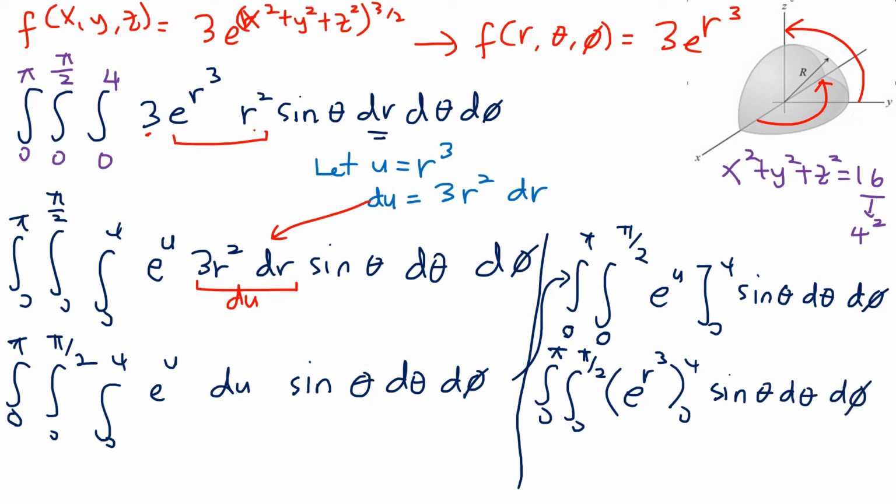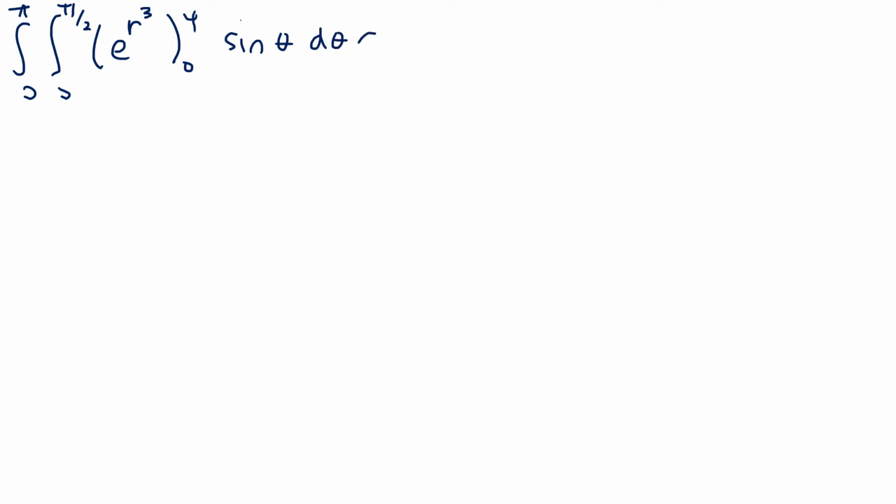Okay, let me move to the next slide. So what happened is, we have 0 to pi, 0 to pi over 2. Just now it was exponential r cubed, 0 to 4, sine theta d theta d phi. Now substitute the limit. You have 0 to pi, 0 to pi over 2.